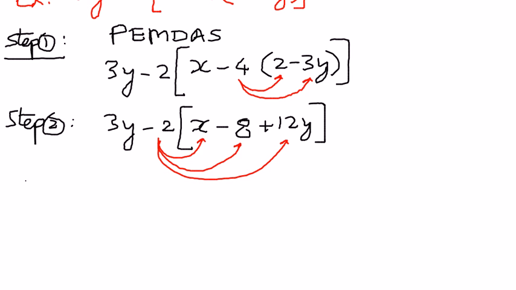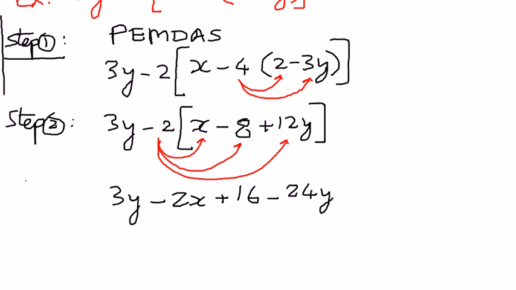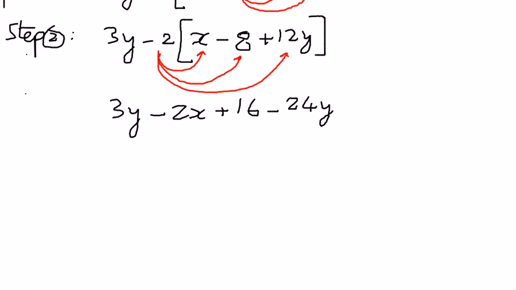So how do we do that? 3y, minus 2 times x is minus 2x, minus 2 times minus 8 is going to be positive 16, and then negative 2 times positive 12y, negative times positive is a negative, 2 times 12 is 24y. We've got all the terms out there. Now let us see if we have any similar terms to combine.